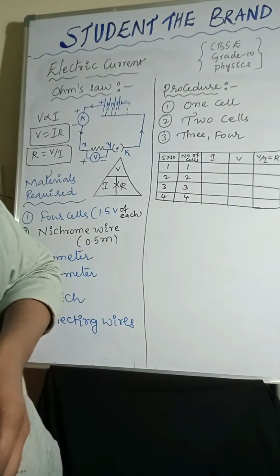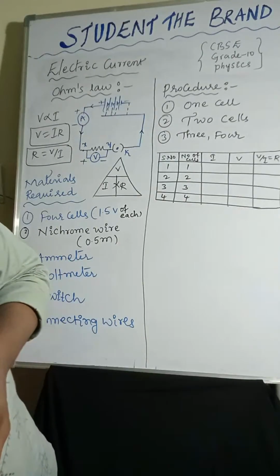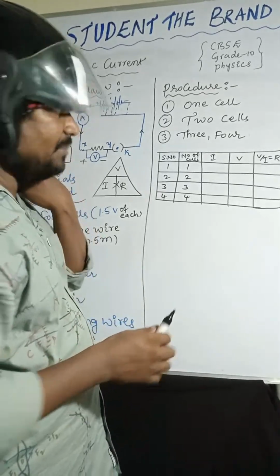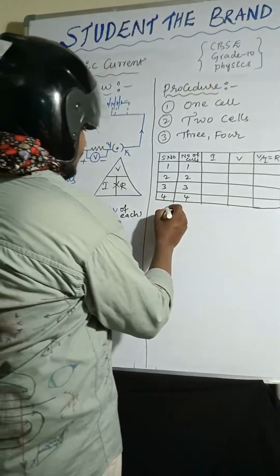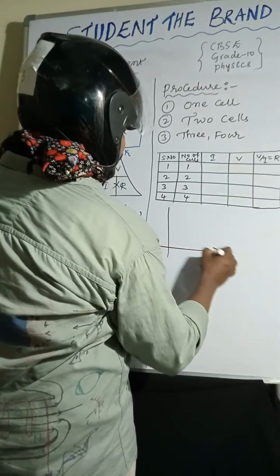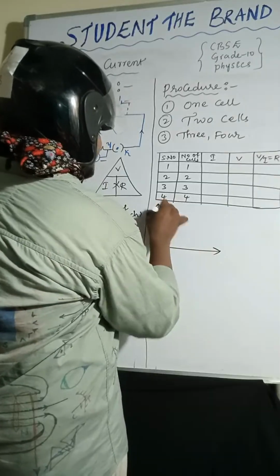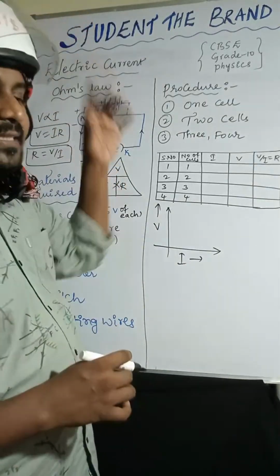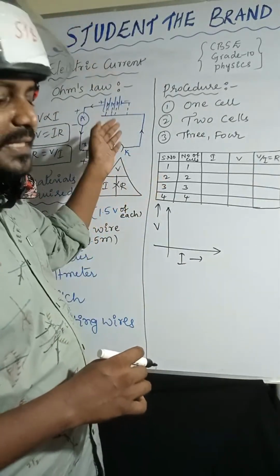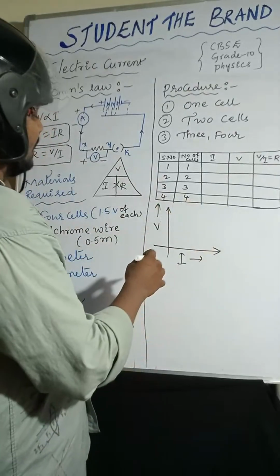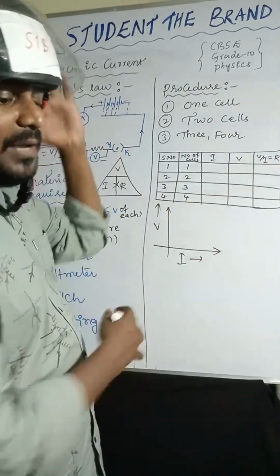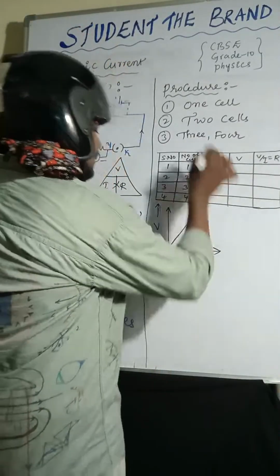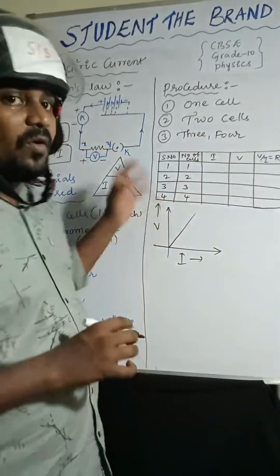If you draw the VI graph, it will be linear for ohmic conductors. So I'm taking V on the y-axis and I on the x-axis. If you draw the graph for V and I, it will be linear. So linear for ohmic conductors.